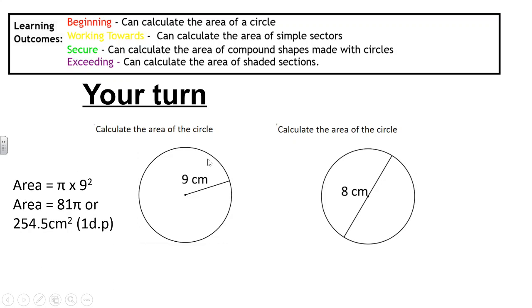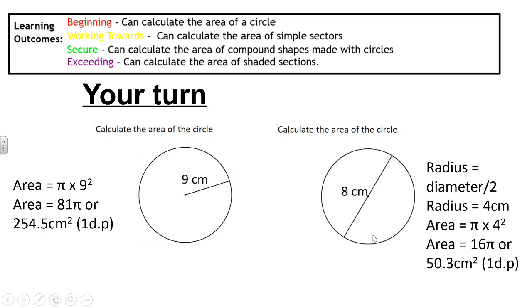First one, we would do pi times 9 squared because this is a radius, and you'd either have 81 pi or 254.5 centimetres squared to 1 decimal place. This one, we have a diameter, so we need to half that to get our radius of 4 centimetres. So pi times 4 centimetres squared would either be 16 pi or 50.3 centimetres squared.